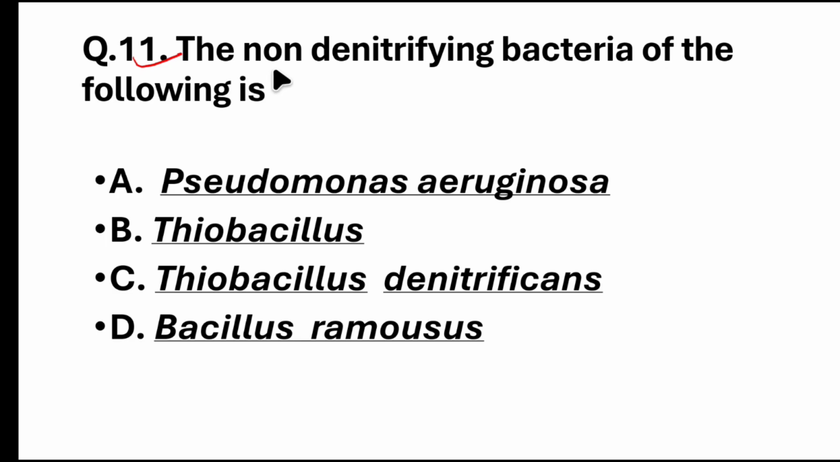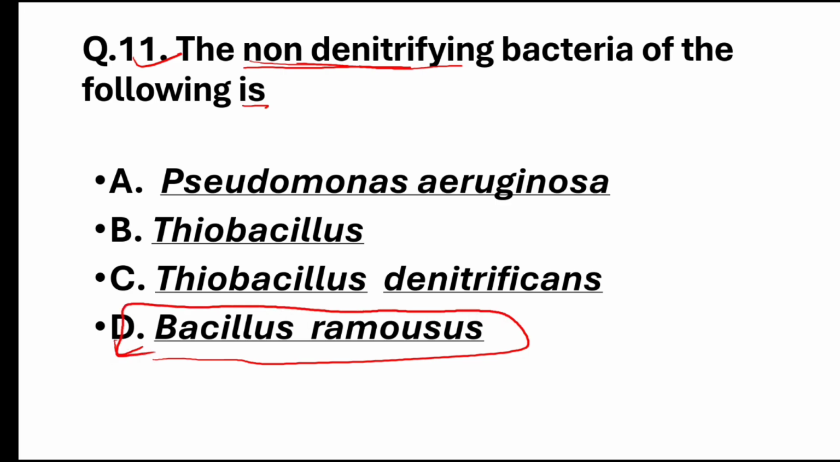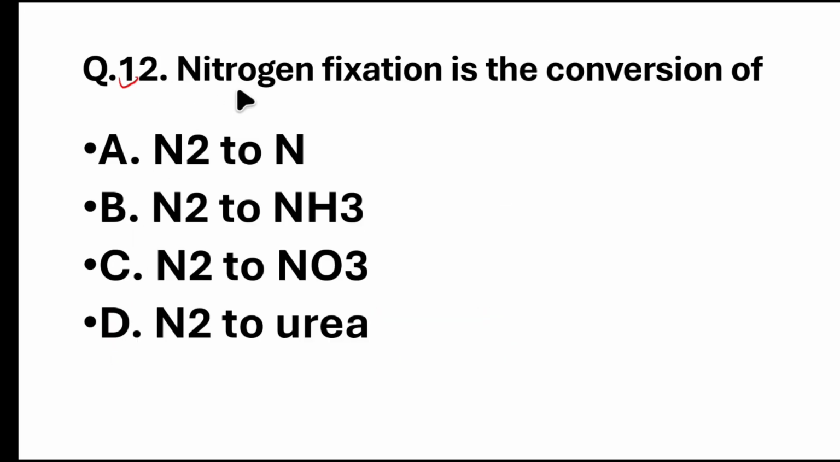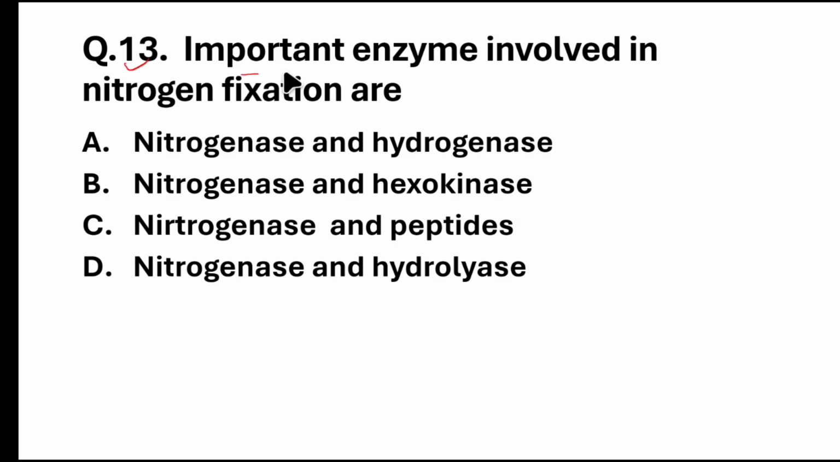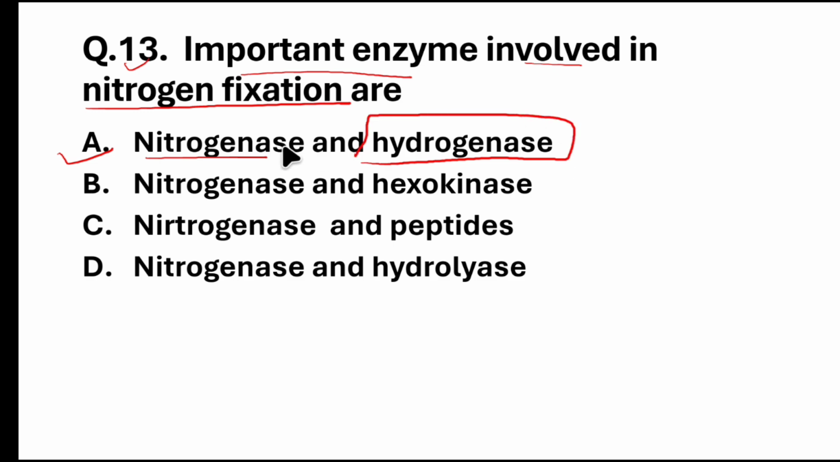Question number 11. The non-denitrifying bacteria of the following is. Answer option D. Bacillus ramosus is non-denitrifying bacteria. Question number 12. Nitrogen fixation is the conversion of. Answer option B. N2 to NH3. Question number 13. Important enzymes involved in nitrogen fixation are. Answer option A. Nitrogenase and hydrogenase are two important enzymes involved in nitrogen fixation.